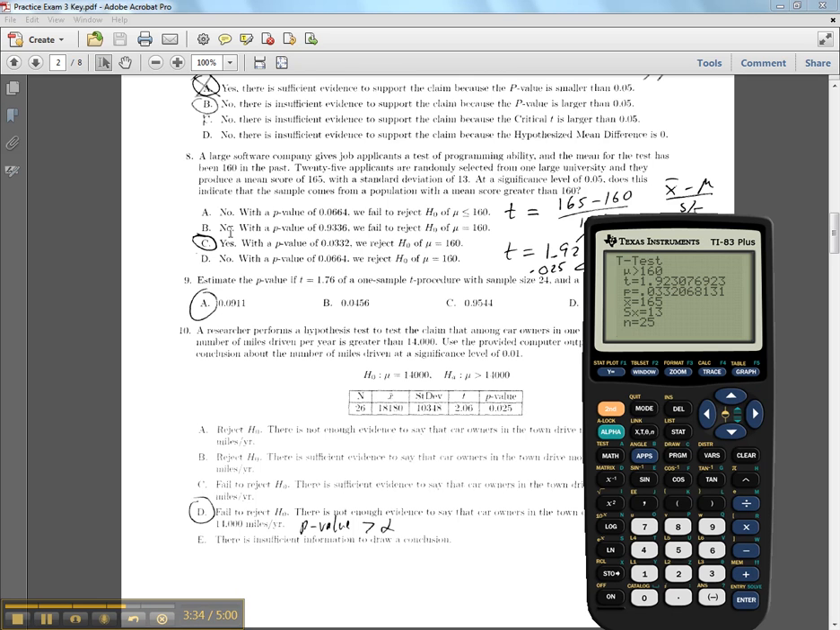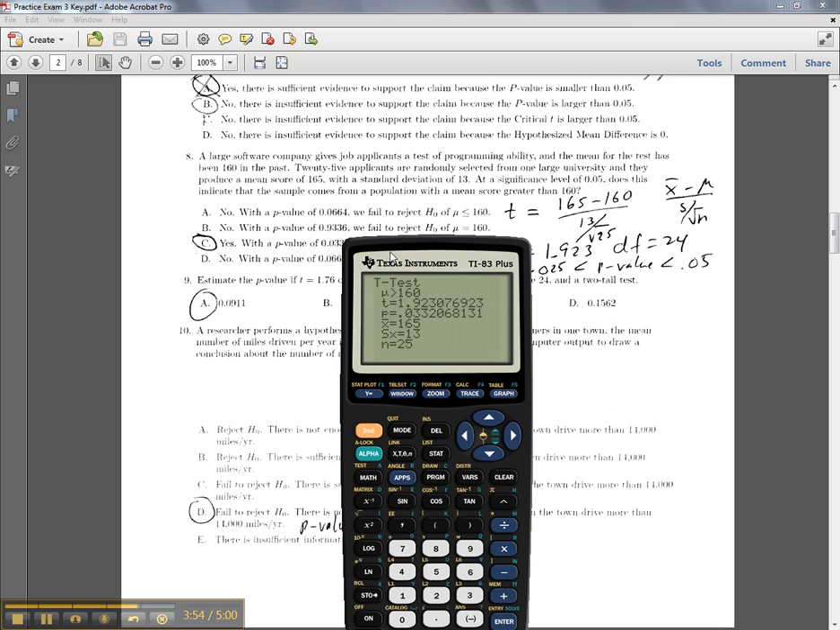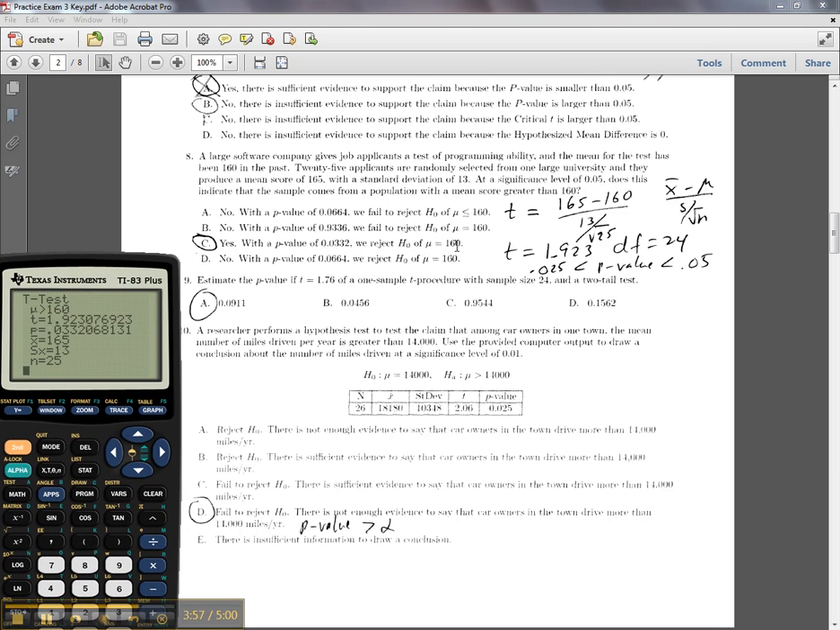So that's why we also eliminate B, because it says we fail to reject. It says here that we do reject, but it gives us a p-value of 0.0664, which is a two-sided p-value. So that's why it's C. Yes, with a p-value of 0.0332, that's what we got. We reject that the mu is 160, the null hypothesis that mu is 160. So that's how you do number 8.